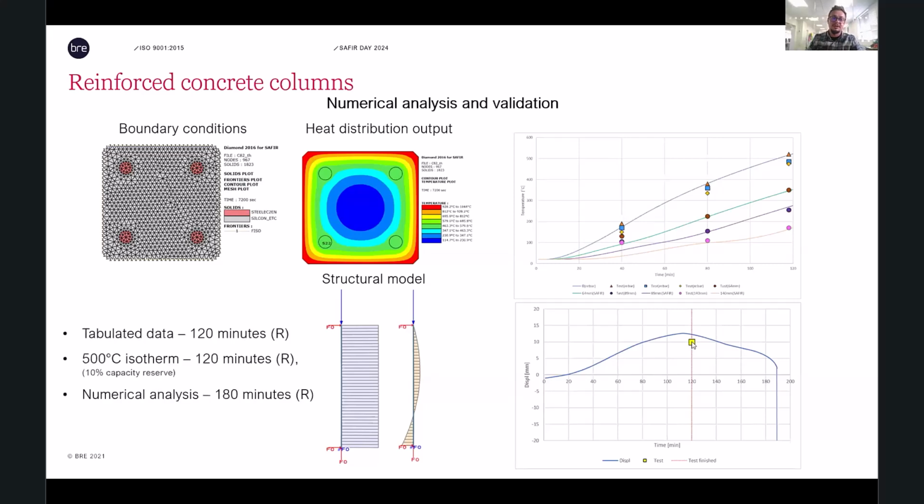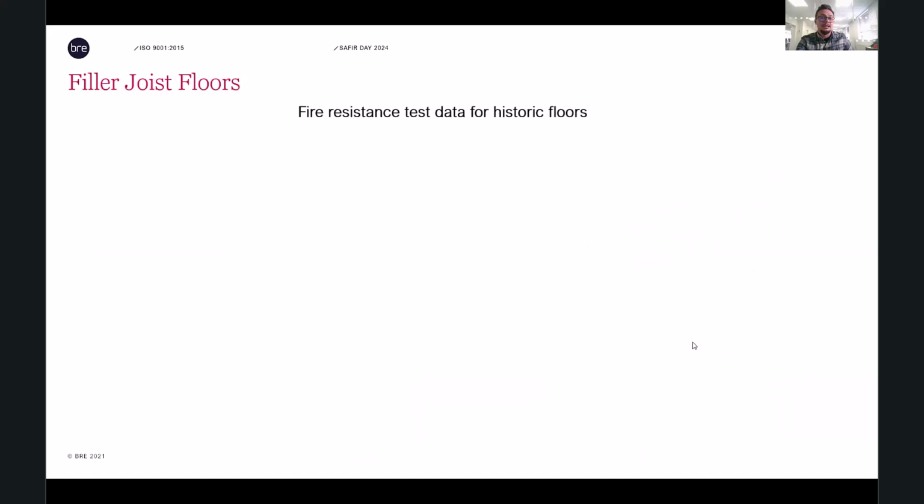However, what you can see over here is that from the tabulated data, you get 120 minutes, 500 degrees isotherm in the Eurocode. You play a little bit with it, you get 120 minutes, you have 10% reserve capacity, and then in your numerical analysis, you get 120 minutes. So if you always want to go beyond the simplifications in the tabulated data or simplified methods, advanced numerical modeling is an option.